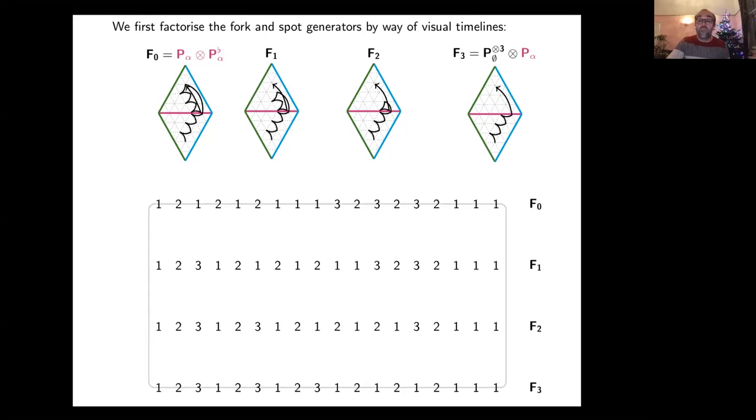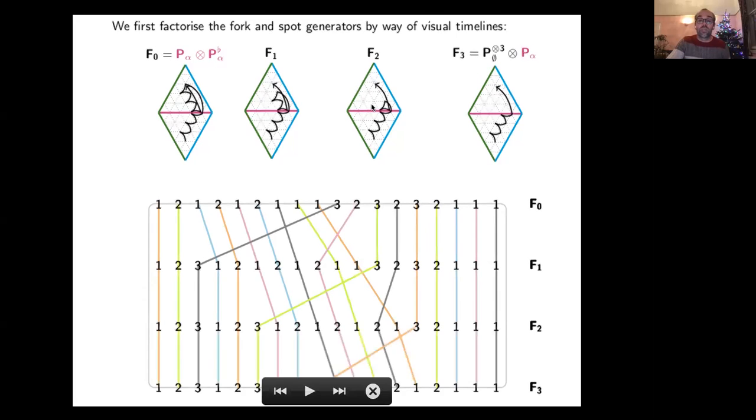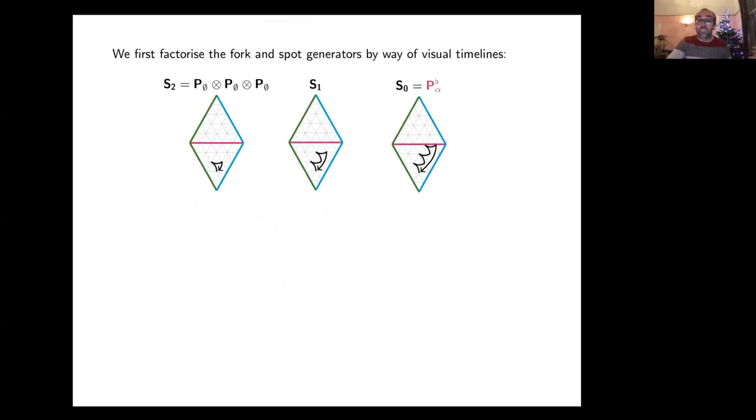So we can rewrite the fork simply as, okay, put these paths in verticals in these lines. That gets me from F0 to F1. That gets me from F1 to F2. That gets me from F2 to F3. So I've now factorized this fork generator, which was the path that took you from the top to the bottom, into 3 steps. I then do the same for the spot generator.